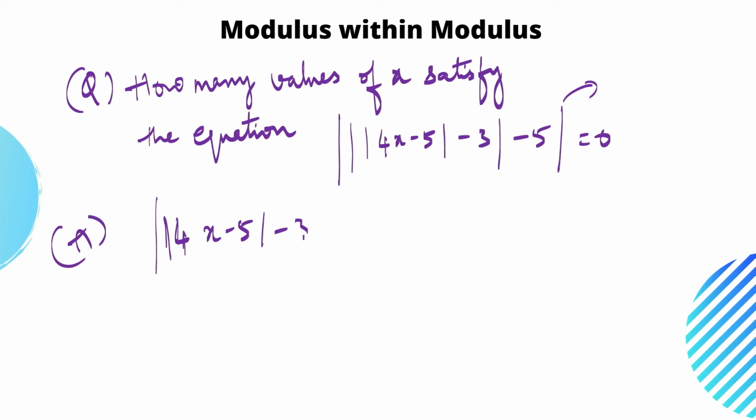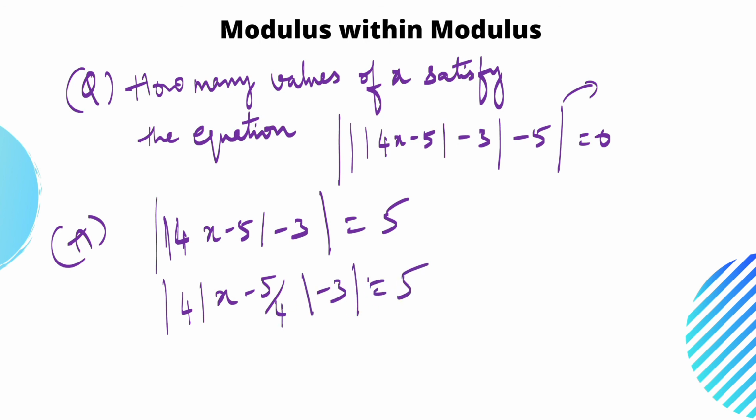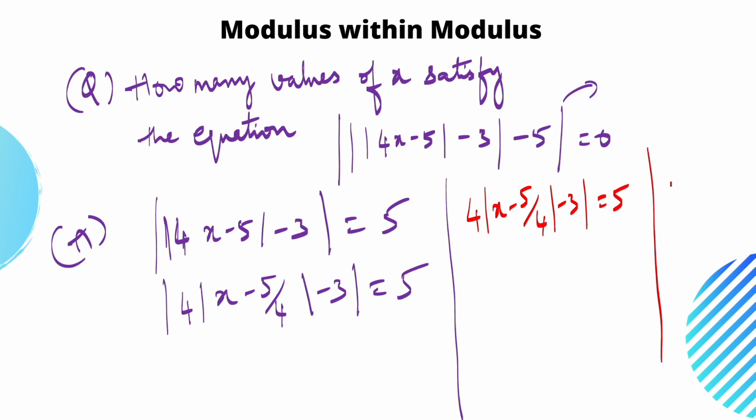4x minus 5 minus 3. If we move this to the other side, this will be equal to 5. And if we take 4 as common, then we will get 4 into (x minus 5 by 4) minus 3. This will be equal to 5. We will have two cases. Modulus of something is equal to 5. This can be plus 5, this can also be minus 5. We already cleared these kinds of basics. Let us take two cases. Case 1 is 4 into (x minus 5 by 4) minus 3 is equal to 5, whereas case 2 is 4 into (x minus 5 by 4) minus 3 is equal to minus 5.